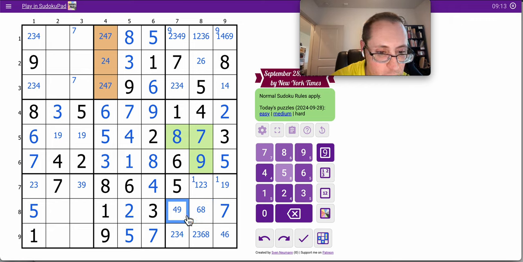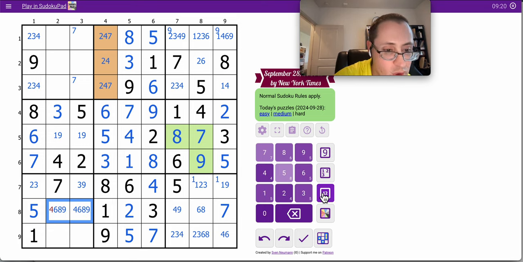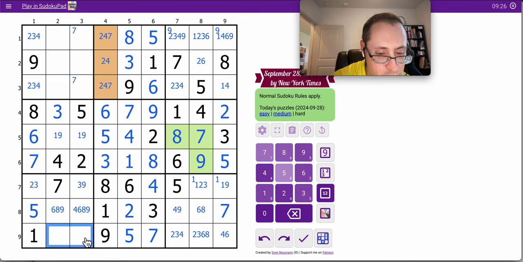This 4, 9 doesn't help me, does it? This is 4, 6, 8, 9. For row 8, I don't have much help. Okay, these are from 2, 3, 4, 6, 8. Neither can be 9.